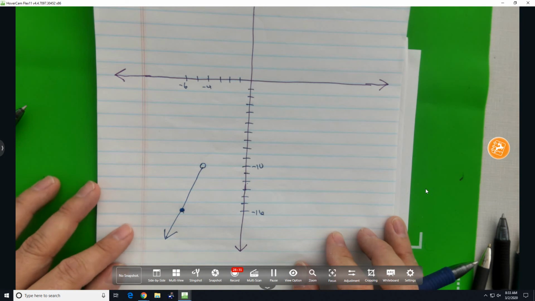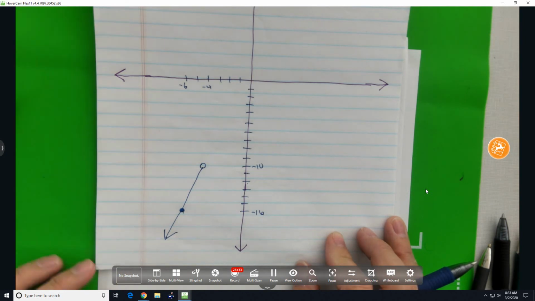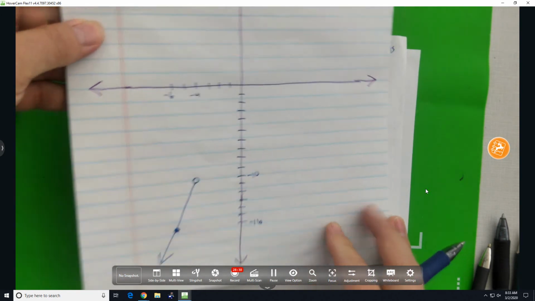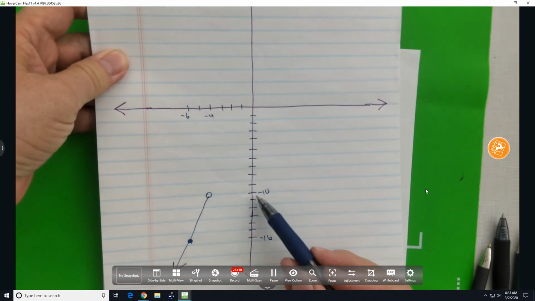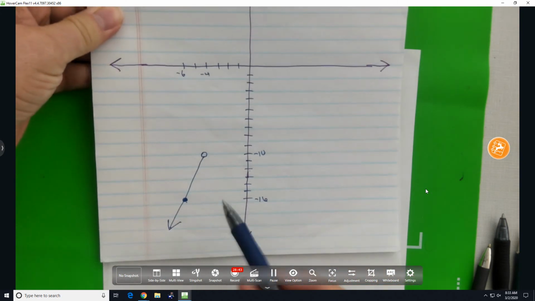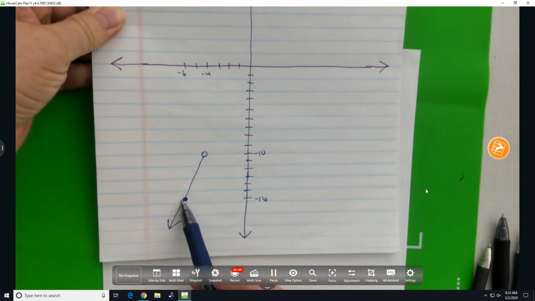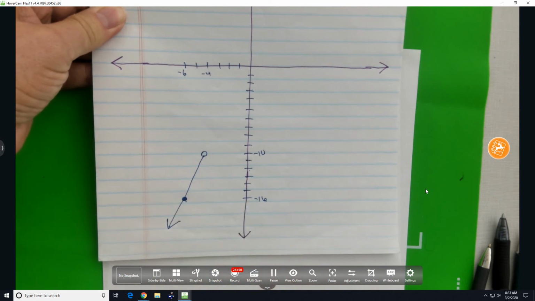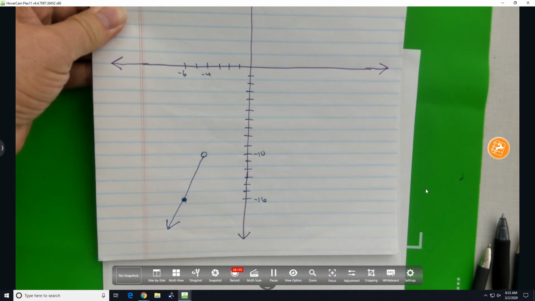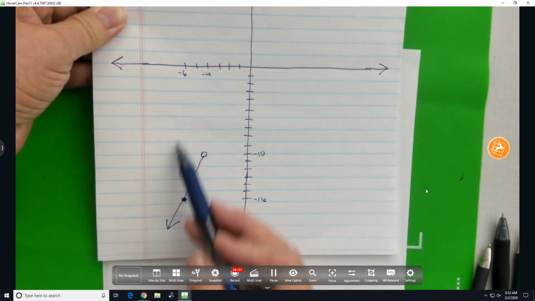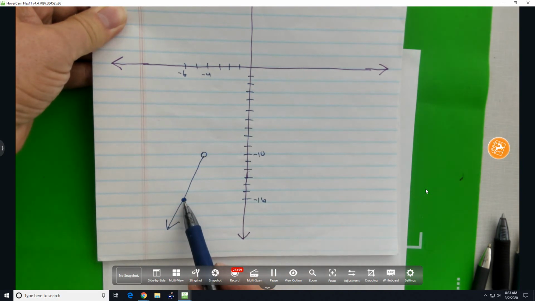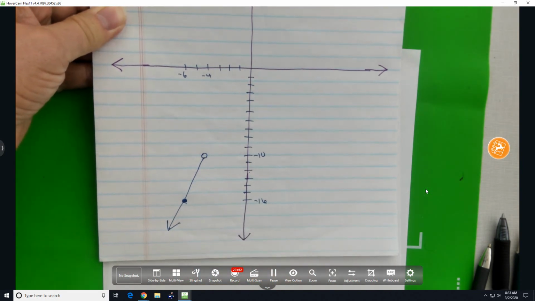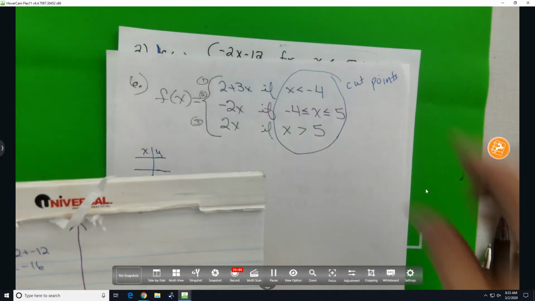Now the second piece. Everyone got that first piece? Got negative 4, negative 10, open circle. Then the other point is just a dot. You could have chosen any number to the left of negative 4: negative 5, negative 6, negative 7, negative 8. Use negative 6, so left 6, down 16.